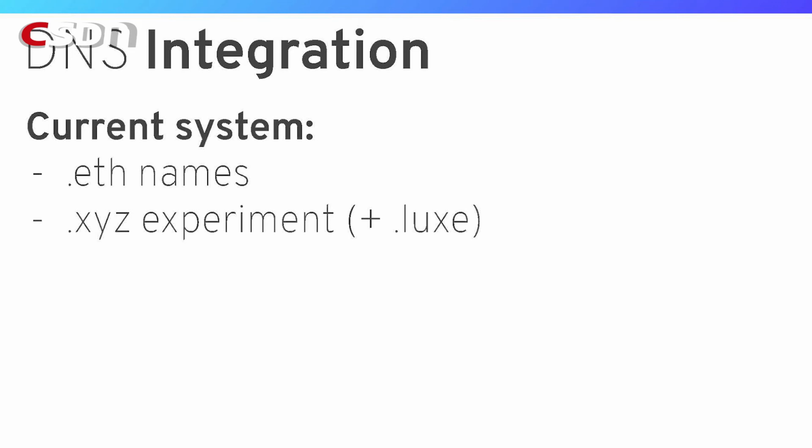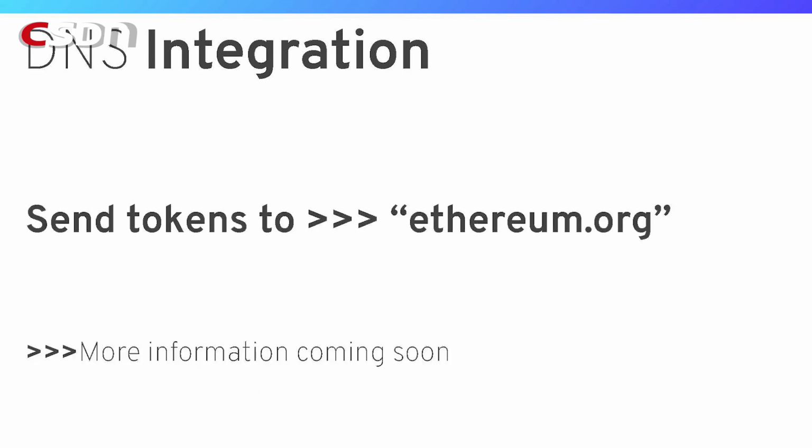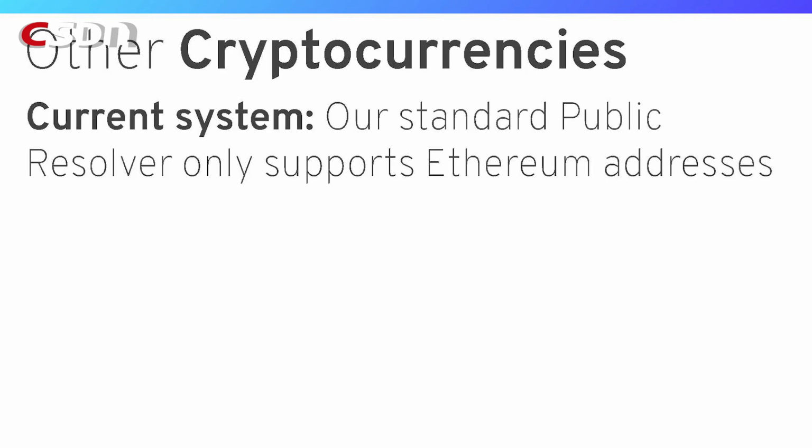So in the current system, we just have .eth and then .xyz as an experiment. We also have an experiment with .lux. I won't go into it now, but it's very similar to .xyz. But in the new system, most of your DNS names should work. So very clearly, what this means is, let's say the Ethereum Foundation owns Ethereum.org. They could set an ENS record for Ethereum.org, not Ethereum.eth. So if you're in your wallet and you want to send some Ether to the Ethereum Foundation, you would type in Ethereum.org. And more information will be coming soon on this.